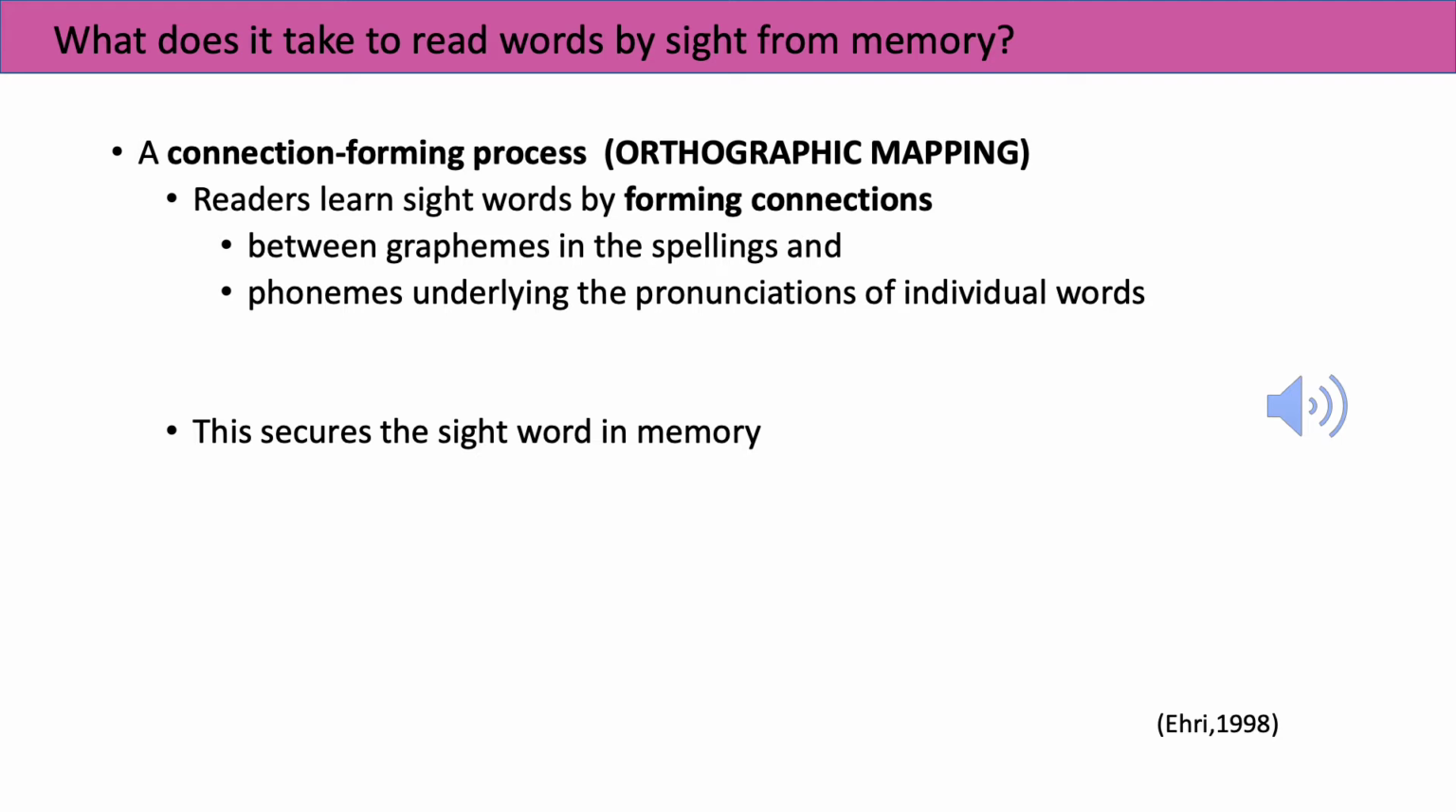How are written words committed to memory? How do children learn to read words? It is through a connection-forming process called orthographic mapping, and that was the main topic of my presentation. Readers learn sight words by forming connections between graphemes in spellings, those are the letters in the spellings, and phonemes underlying the pronunciation of individual words. This connection between the graphemes and the phonemes secures a sight word in memory.